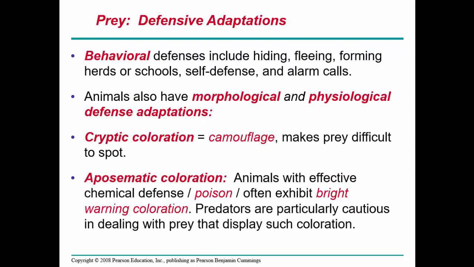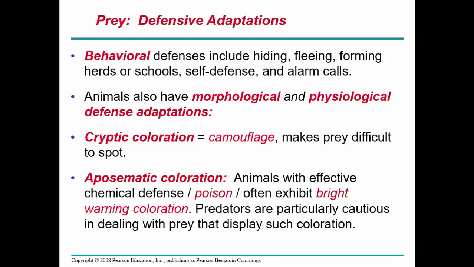Now let's see the examples. In behavior, the prey can do many things, like they can hide, they can fly, they can gather together in a group, or they can fight by themselves. And in some other organisms, they can make a call. For example, in a group of monkeys, if there is a predator, one of the monkeys will make alarm calls for the group, and then the other members of the population will know, so they can take preventive action and also defend against the predators.